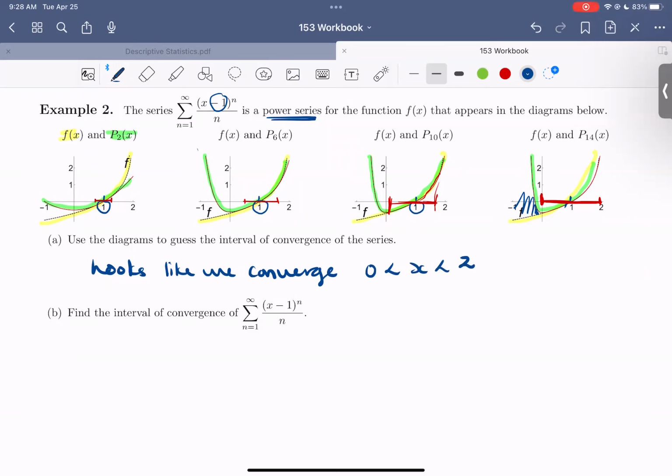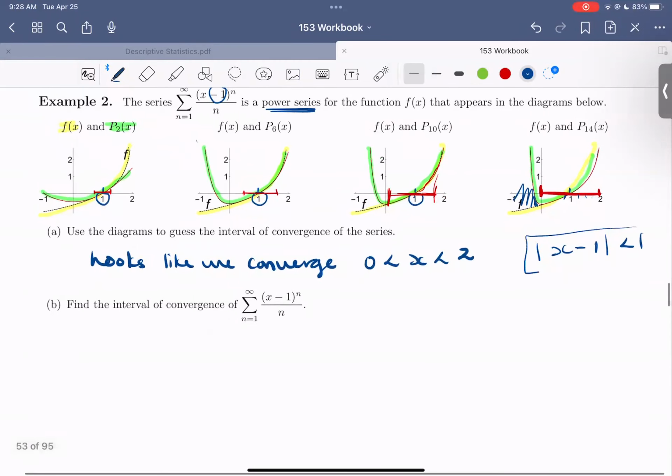If we want to write it in the form of the interval that we saw in the previous example, or that box, well, if the absolute value of x minus 1, the distance between x and 1, is less than 1, that's the same notation for this interval. Now let's look at part B, where we're actually going to compute that interval of convergence for the series. And we'll see if we were right in our guess of part A.